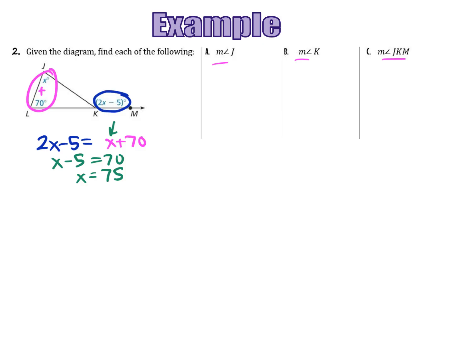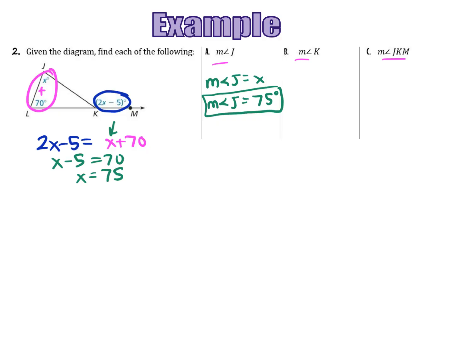So this is using that exterior angles theorem. X is equal to 75, and x is also what the measure of angle J is. So the measure of angle J is x, which means the measure of angle J is 75 degrees. Don't forget that measure of angle, and don't forget that degree symbol.